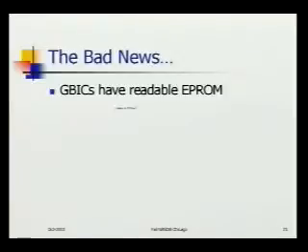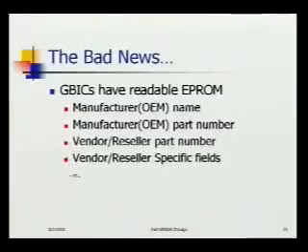So with all this good news, there must be some bad news, and this is no exception. The bad news in this case is that GBICs have a readable EEPROM, which contains things like manufacturer, OEM name, and part number, and also various vendor-specific fields. While having a readable EEPROM is not necessarily a bad thing, it's like guns. They aren't necessarily a bad thing, but the bad thing is what you do with them.